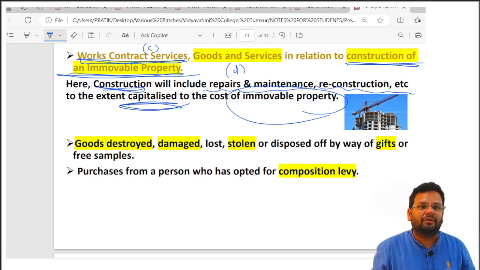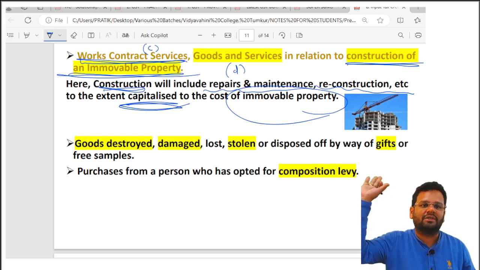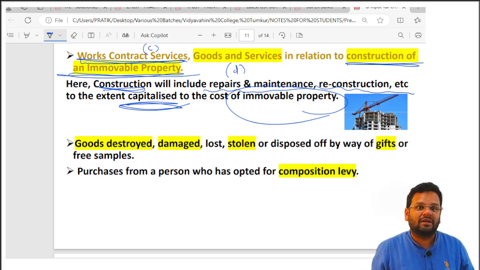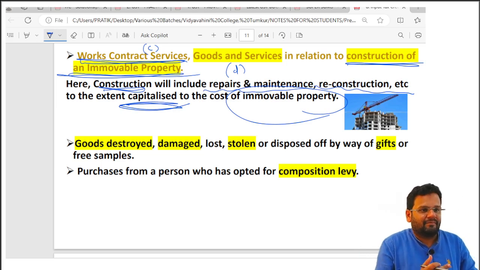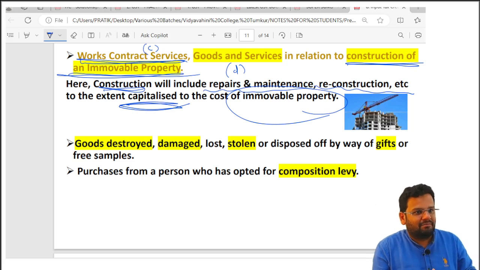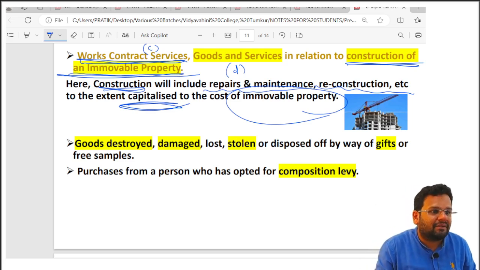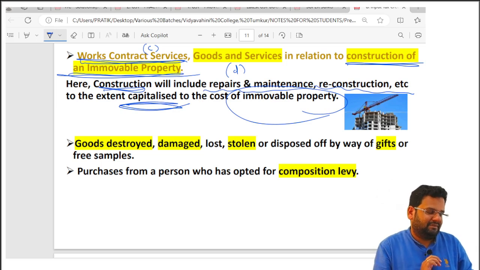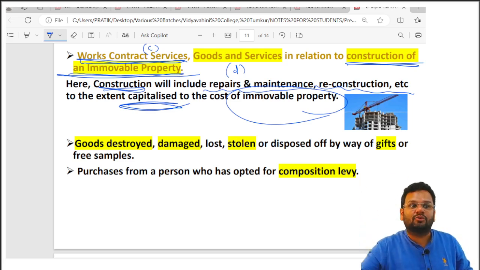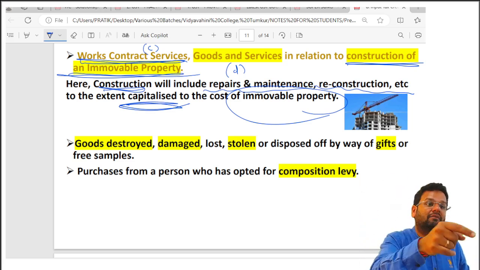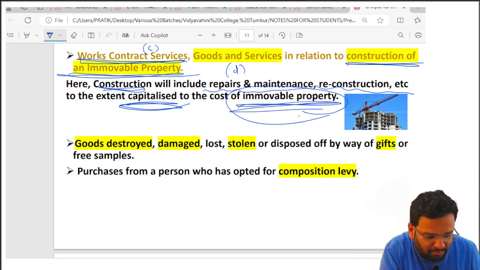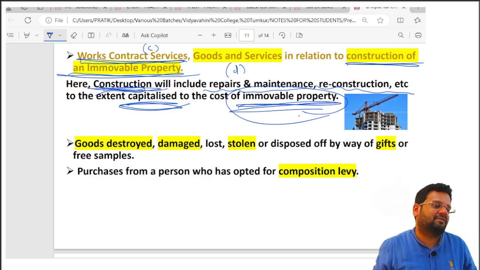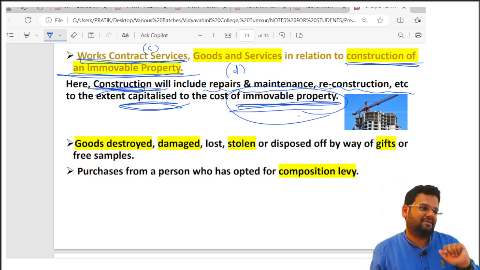Who will tell you whether to put it to balance sheet or P&L? Accounting standard. Means the accounting standard will not directly tell you, it will tell you the features. Expense is there, but is it revenue or capital? Okay, so don't take me incorrectly. I am not saying whatever you capitalize you cannot take ITC. I am saying whatever you capitalize in immovable property will be called construction, and of that you cannot take ITC.